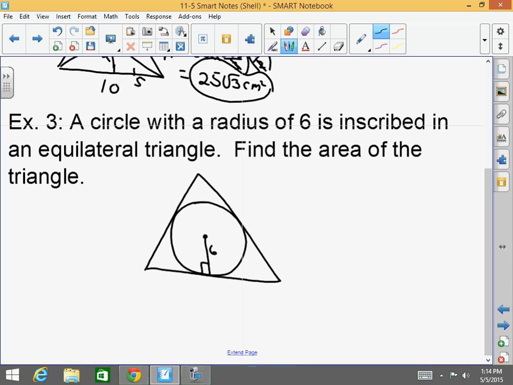I want you to find the area. Now in this case, not so much luck. You can't reverse the equilateral triangle formula because you don't know what the side is. However, what's the central angle of this triangle here?